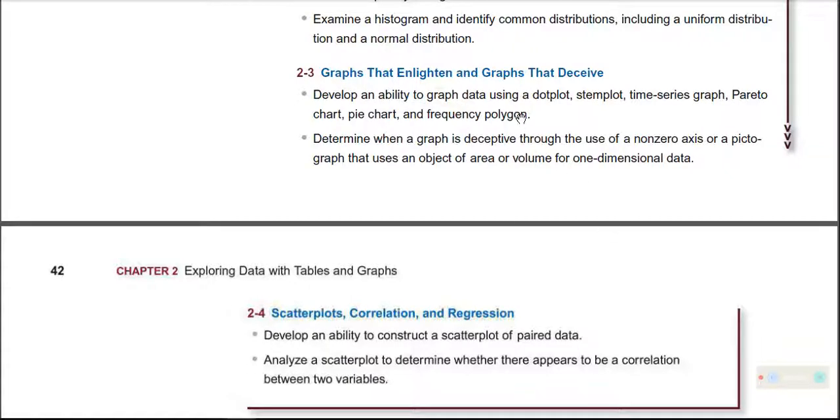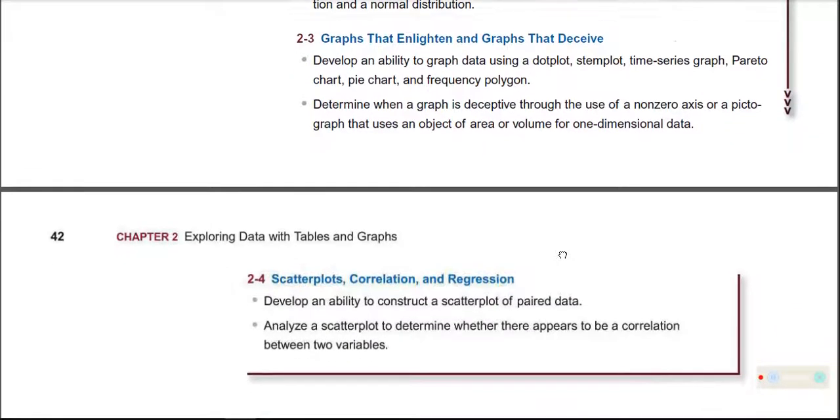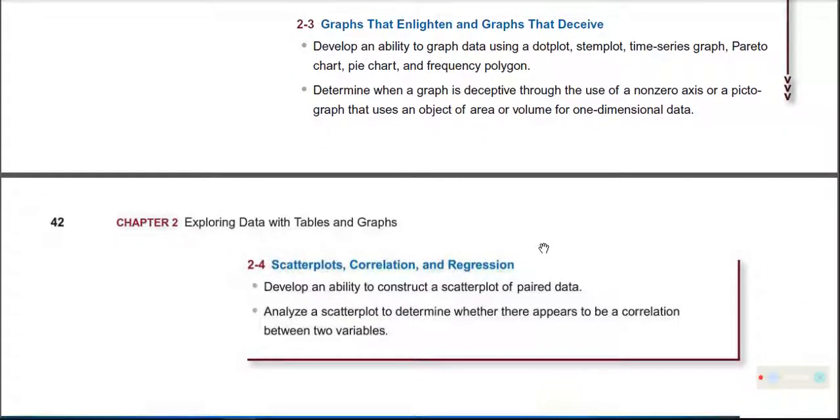And then, frequency polygon. Ito, hindi siya definitely nakalagay na title na frequency polygon. Pero actually, parang nagbigay ako ng video nito. I am not sure. But either way, magbibigay naman ako ng example mamaya. So, maiintindihan natin kung paano ginagawa ang frequency polygon. And also, you will determine when a graph is deceptive through the use of a non-zero axis or a pictograph that uses an object of area or volume for one-dimensional data.